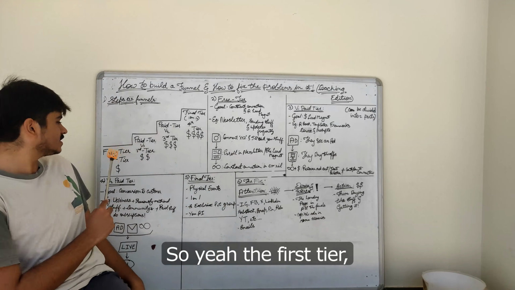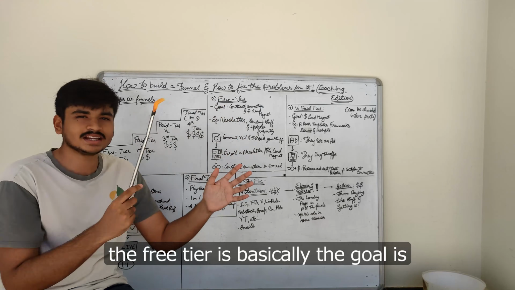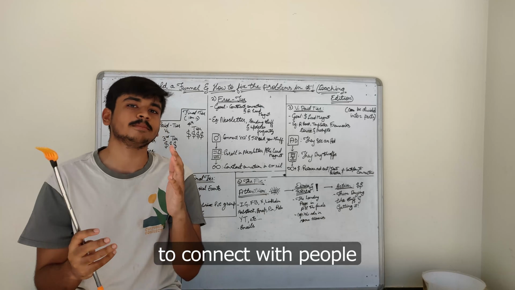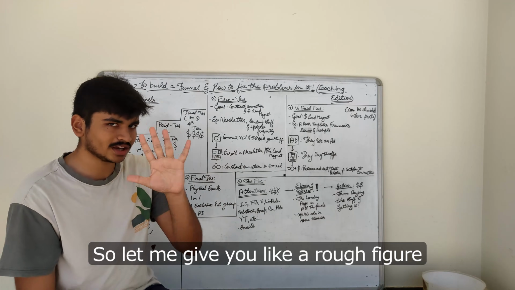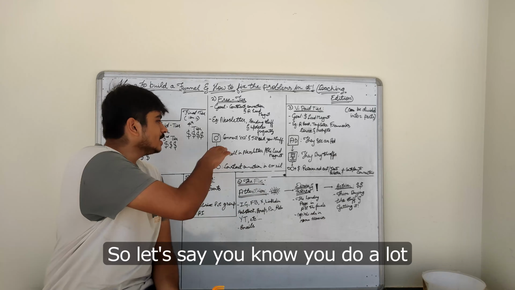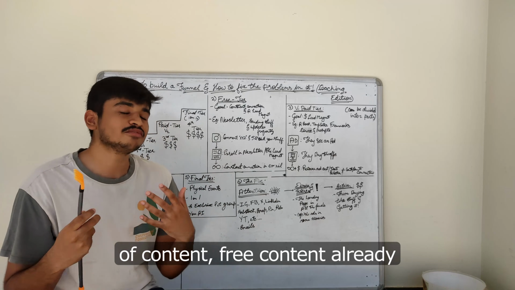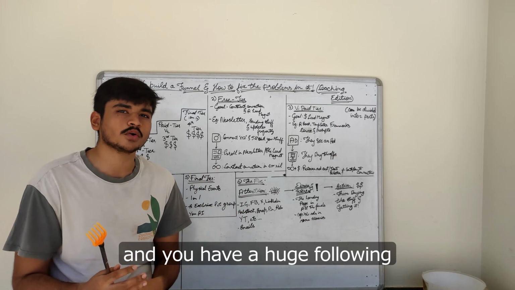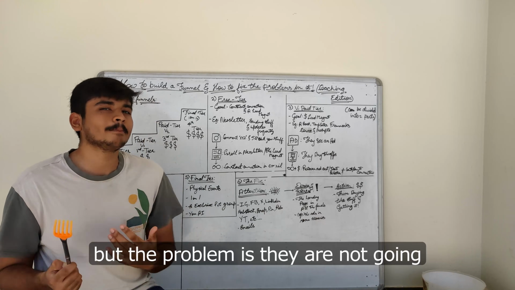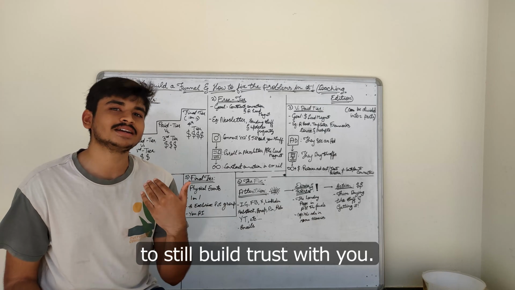So yeah, the first tier, the free tier, the goal is basically to connect with people and bring them into connection. Let me give you a rough figure and then get into the details. Let's say you do a lot of free content already, and you have a huge following. But the problem is they are not going to buy right away. They still have to build trust with you.